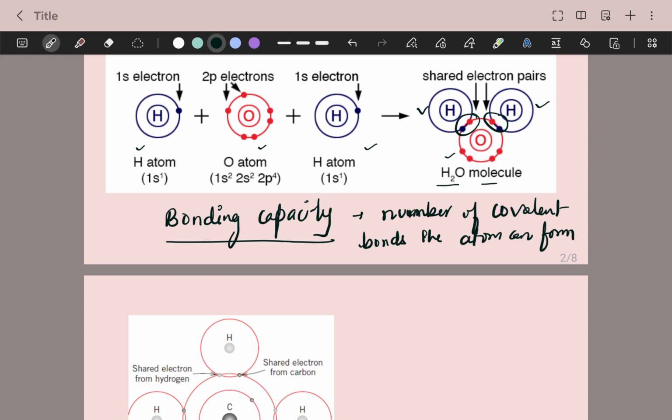So how many valence electrons an atom can share? Simply, an atom can share valence electrons, and how many are helpful in completing the valence shell. So the atom that can share valence electrons has a bonding capacity corresponding to the number of covalent bonds that atom can form. Clear? And when the bonds form, then the valence shell is completed.